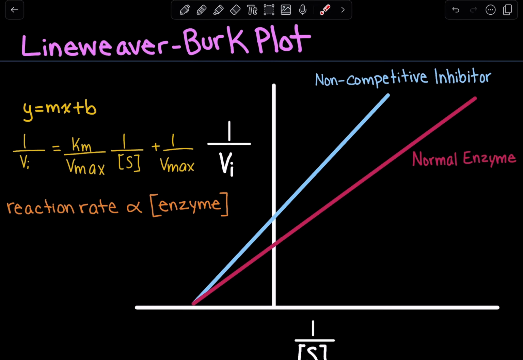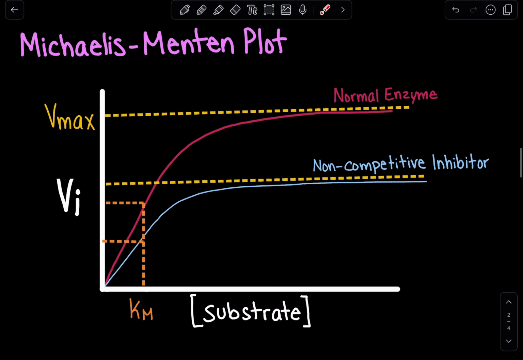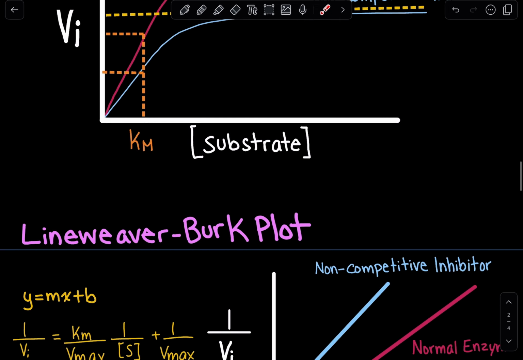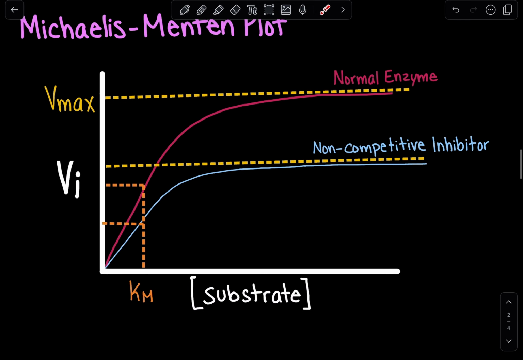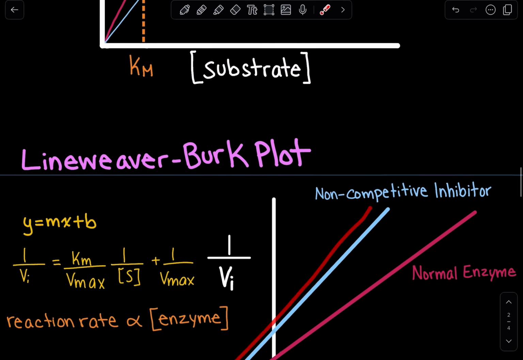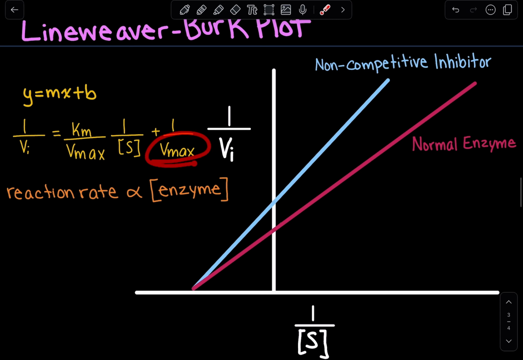Okay, so here we are going to understand the Lineweaver-Burk plot for non-competitive inhibition. Now remember, the Lineweaver-Burk plot is a double reciprocal plot based off of the Michaelis-Menten graph. The reason why we prepare a Lineweaver-Burk plot is because we want to linearize the data that we have in our Michaelis-Menten plot so we can clearly identify our Vmax and our Km value.